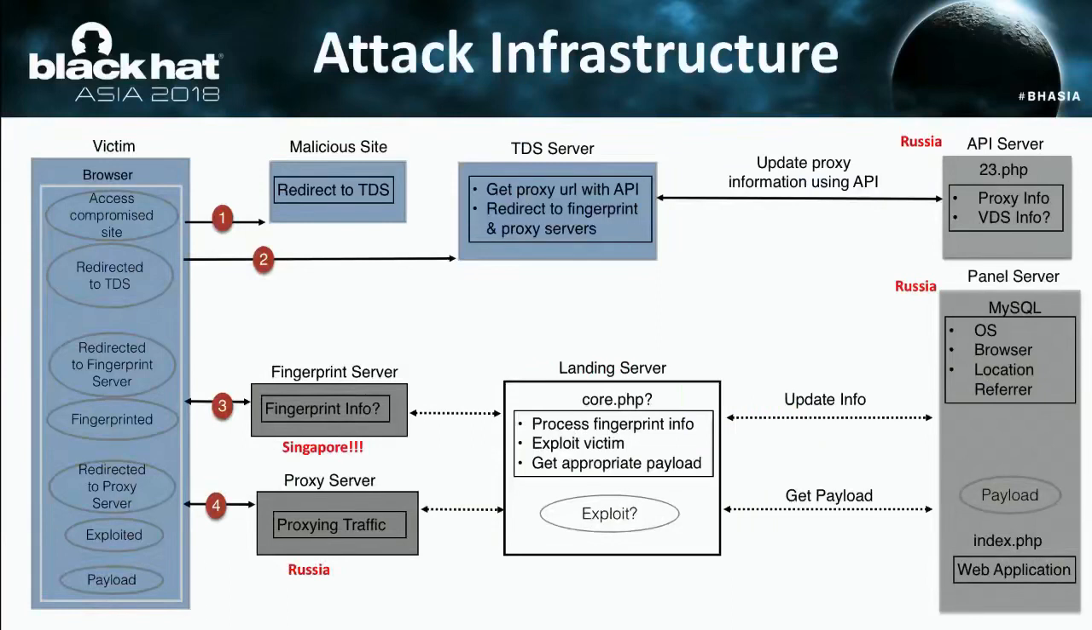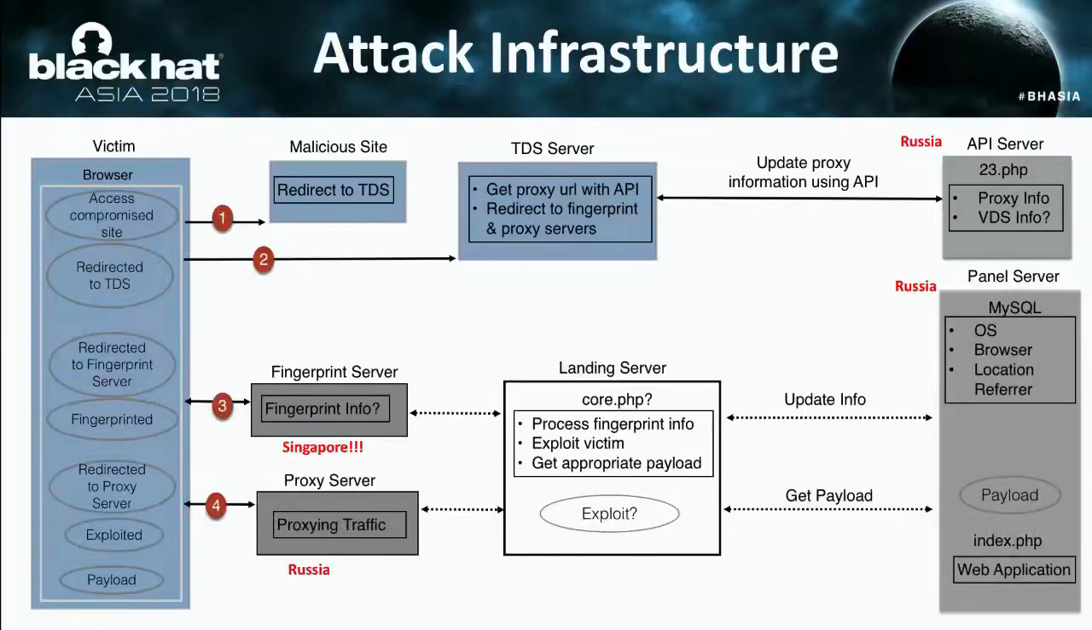And this is the detailed attack infrastructure of the RIG4 Exploit. It's mostly the same as the RIG2 Exploit, but here is what is different. The RIG4 Exploit has two different servers, an API server and the panel server, one more server here. Previously, in the old version, they didn't have a different API server. Here in RIG4, they have a separate API server. And the second difference is the fingerprint server here.